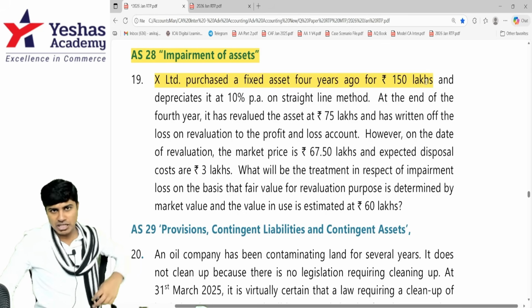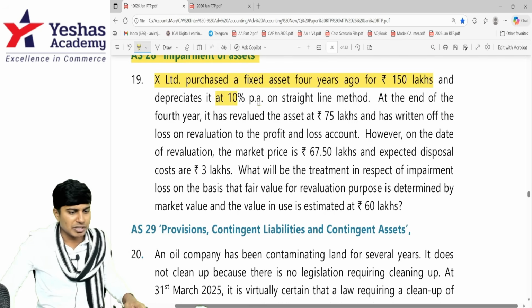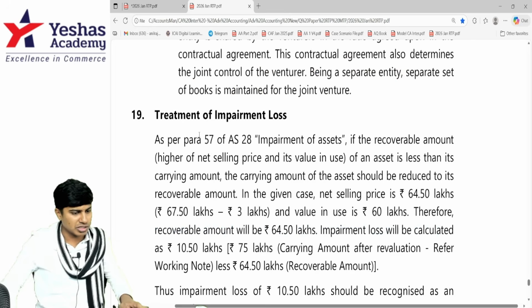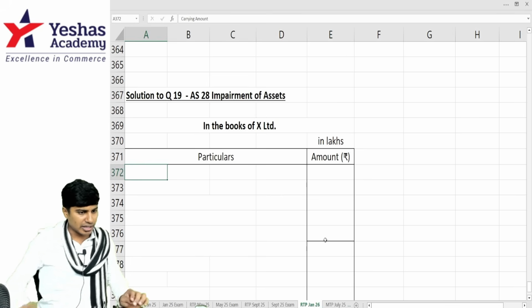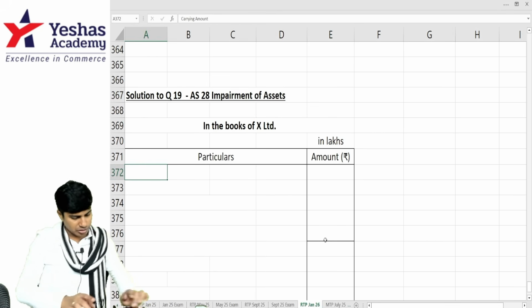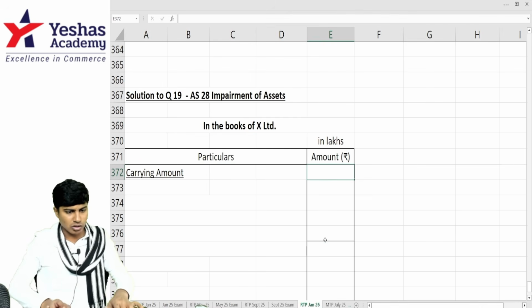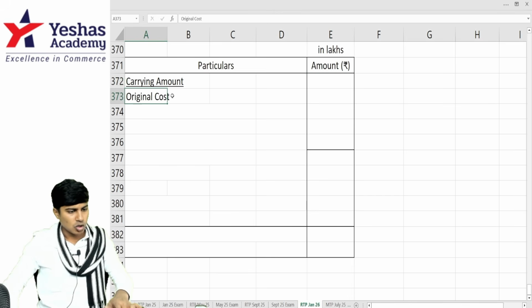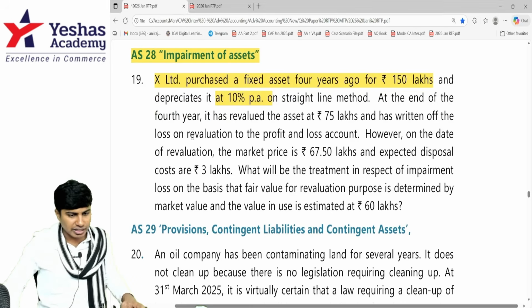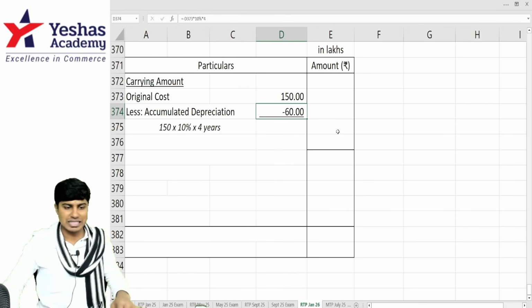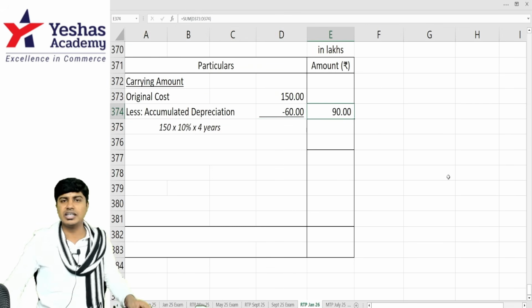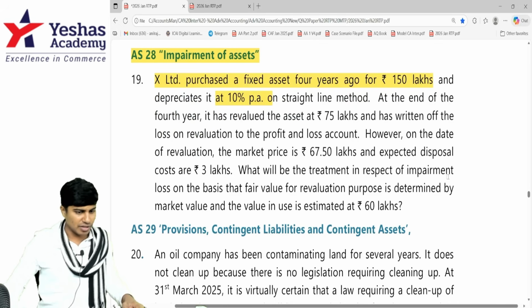150 lakhs is the cost of the asset when we purchased 4 years ago. Depreciation is at 10%. Do 4 years depreciation. Let's start. I will record the asset carrying amount 4 years ago. How much? Original cost is 150. Depreciation at 10% for 4 years. 150 into 10% into 4 years, 60. From 150, if I deduct 60, 90. 90 is the carrying amount of the asset.